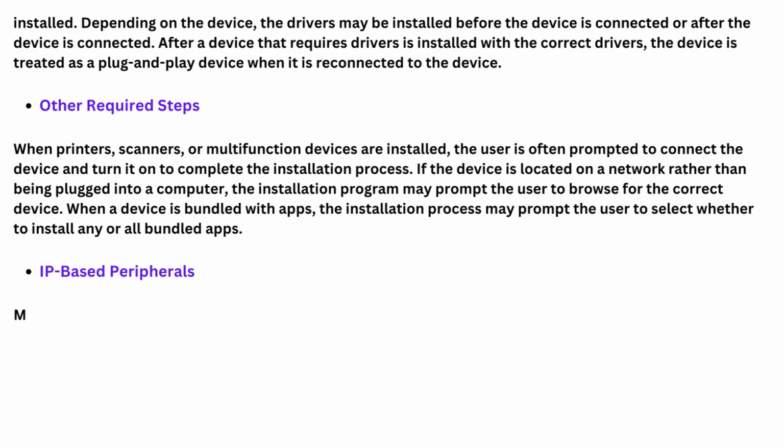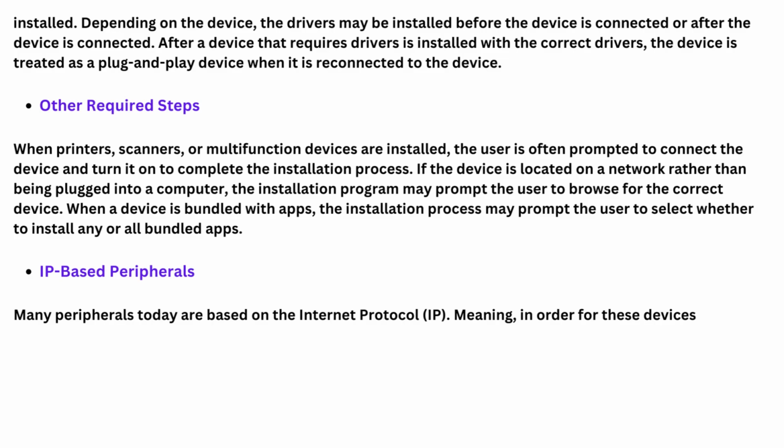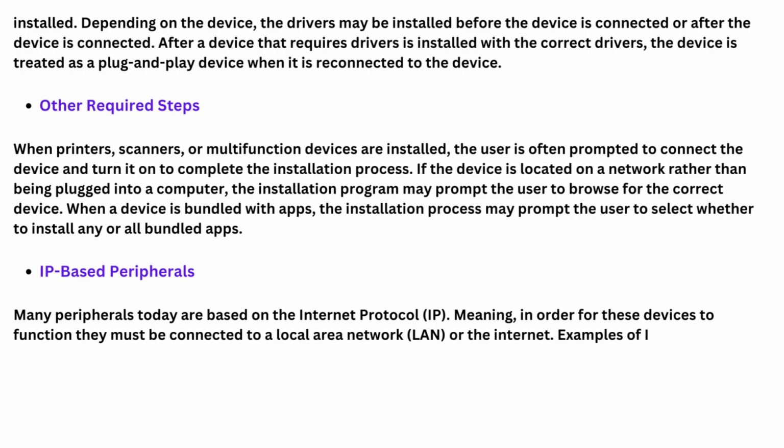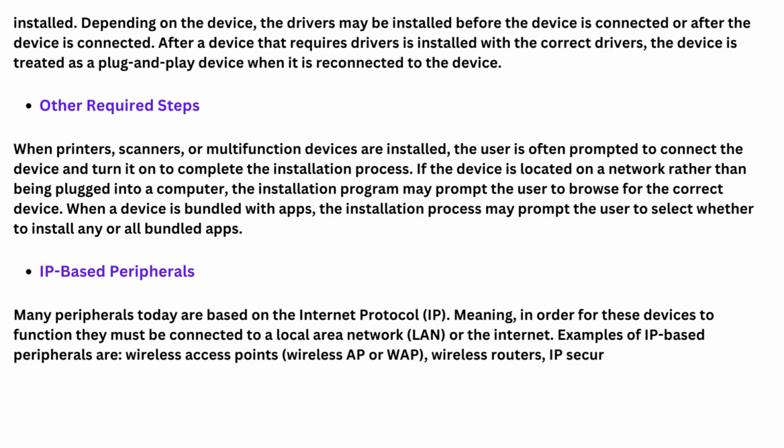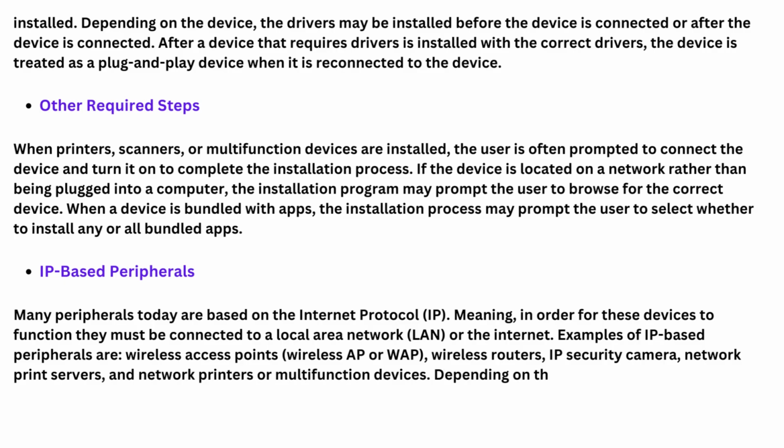IP-based peripherals. Many peripherals today are based on the Internet Protocol, IP. Meaning, in order for these devices to function, they must be connected to a local area network, LAN, or the Internet. Examples of IP-based peripherals are wireless access points, wireless AP or WAP, wireless routers, IP security cameras, network print servers, and network printers or multifunction devices.